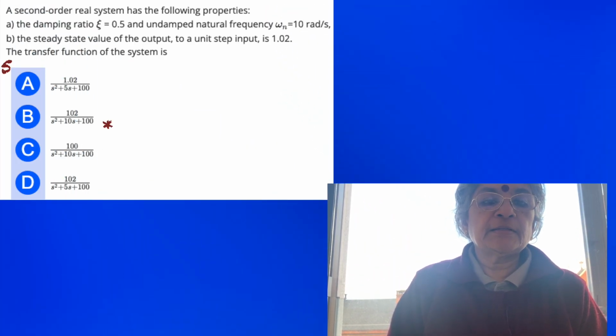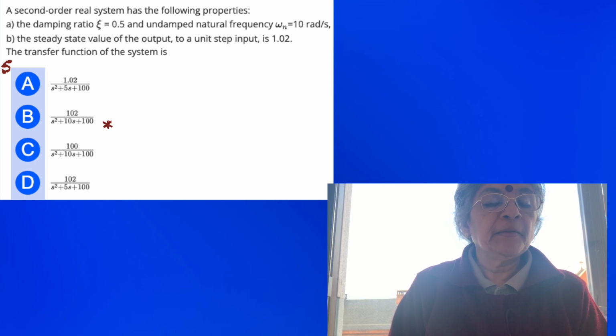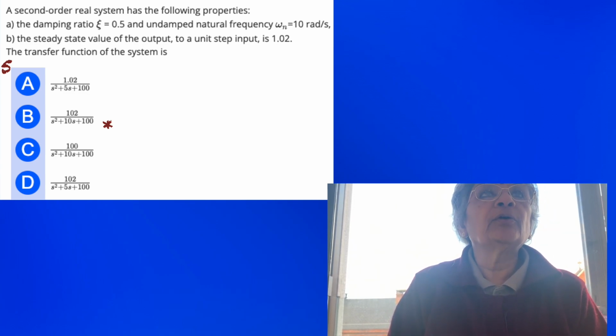Okay, so let's move on to another problem. The fifth one: a second order real system has the following properties. The damping ratio eta is equal to 0.5, undamped natural frequency omega n is equal to 10 radians per second. The steady state value of the output to unit input is 1.02. So much data is given. What is the transfer function?